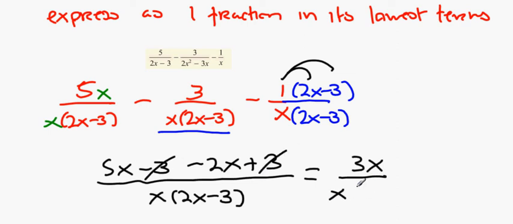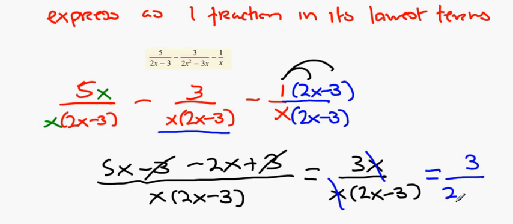We're going to get 3x over x into 2x minus 3. Now it's 3 multiplied by x, and on the bottom it's x multiplied by 2x minus 3. Because they're both multiplications of x, we can cancel them, and we're going to get 3 over 2x minus 3. Okay, so that concludes that one there.